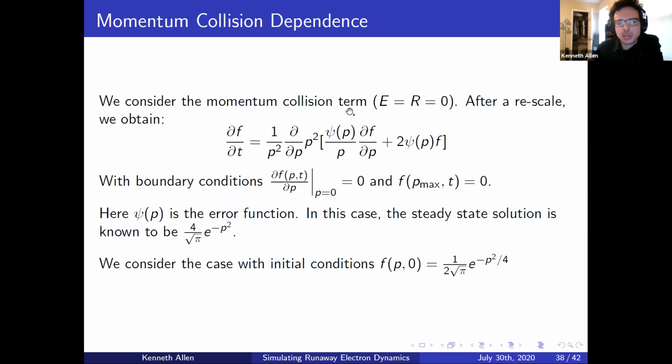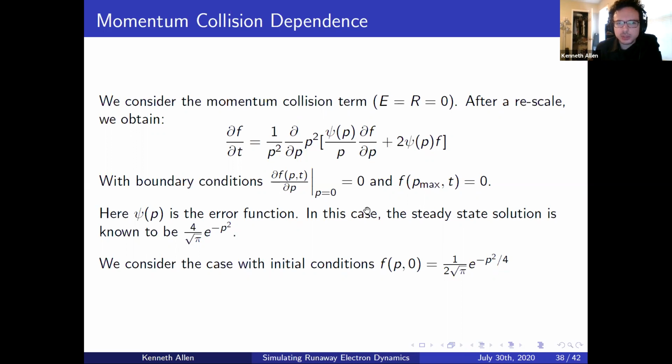So this time let's look at the collision term. Let's set E and R equal to 0. Even though we're doing a lot of simplifications, it still looks quite complicated, where we essentially rescale and obtain this PDE here: 1 over p squared d dp of p squared times psi of p over p df dp plus 2 psi of p f, where psi of p is this error function. And we have these boundary conditions.